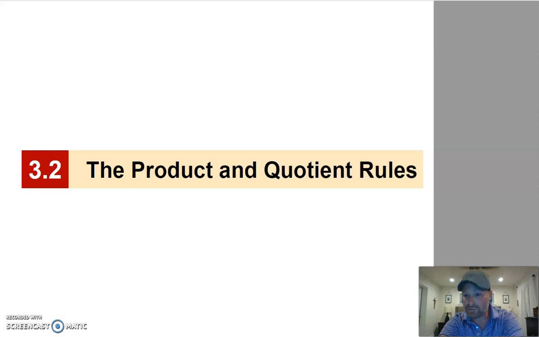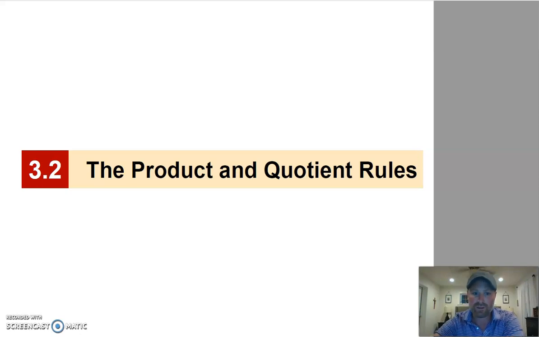the proofs of these particular rules. I'm not going to cover the proof of the product rule and the proof of the quotient rule. It is contained in these slides, and you can take your time to go over that. At the end of the day, we're just going to go over the application of the product rule and the quotient rule. And then we're going to review all of our rules.